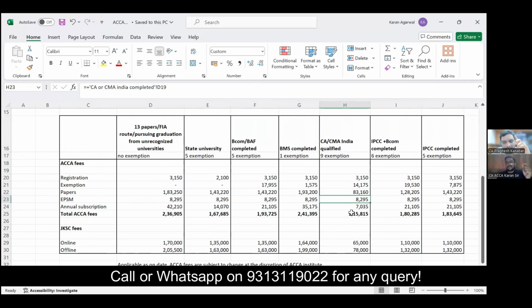EPSM, you have assumed that they are clearing in the first attempt, right? Yes. The assumption is that the student is clearing all the papers in the first attempt. This is not an assumption, this is a surety for us. Assurance. EPSM is the Ethics and Professional Skills Module. Last is annual subscription, 7,000, which you have to pay one time.